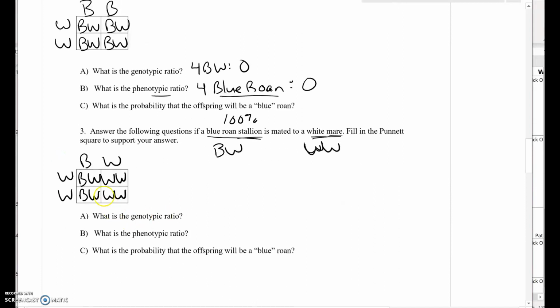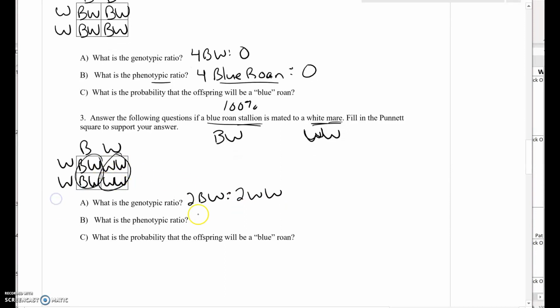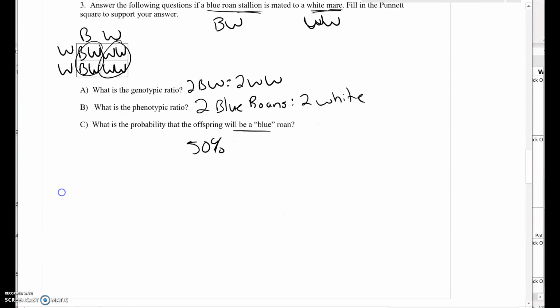Our genotypic ratio, we have 2 BWs to 2 WWs here. And our phenotypic ratio, 2 would be blue roans to 2 white. And the probability of having a blue roan offspring would be 50% chance here.